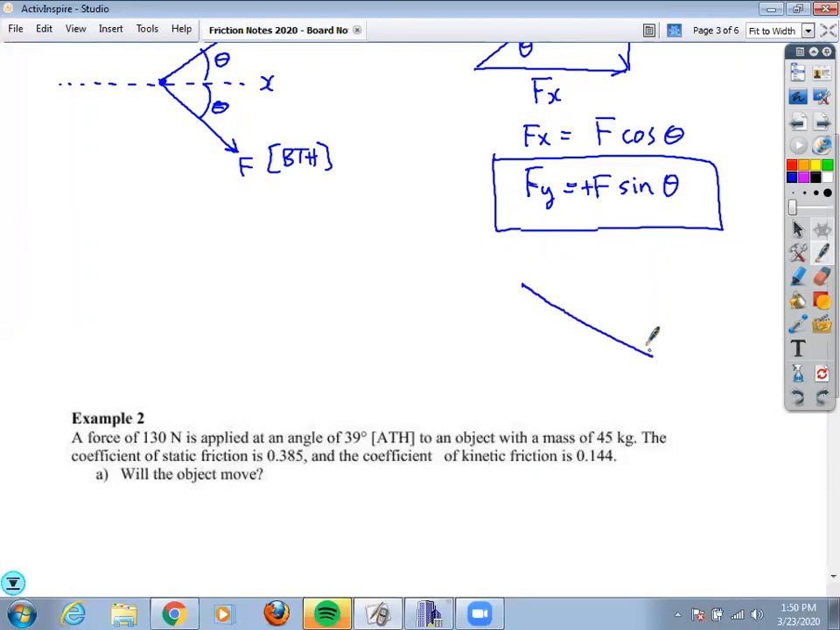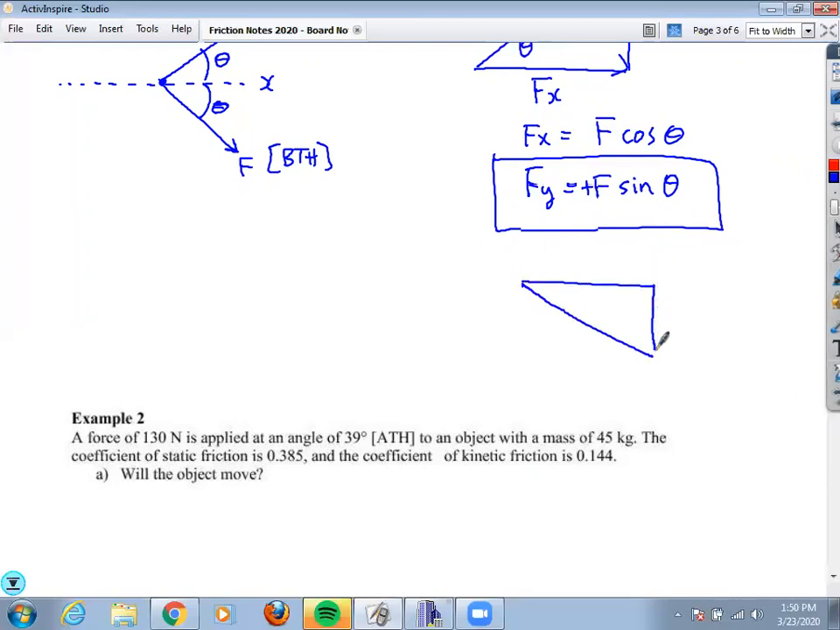Our force is below the horizontal. I'm not going to rewrite the Fx, it's the same. So there's F, there's theta, Fy. And this is below the horizontal. Fy would equal negative F sine theta.